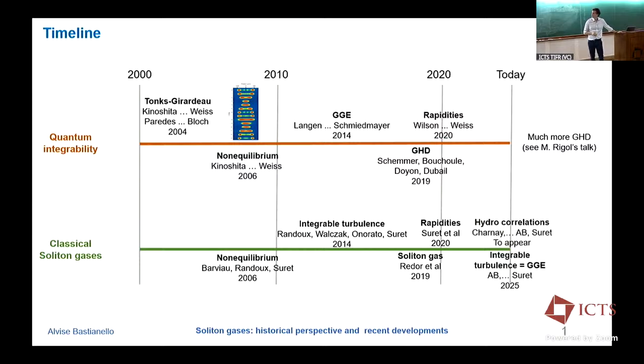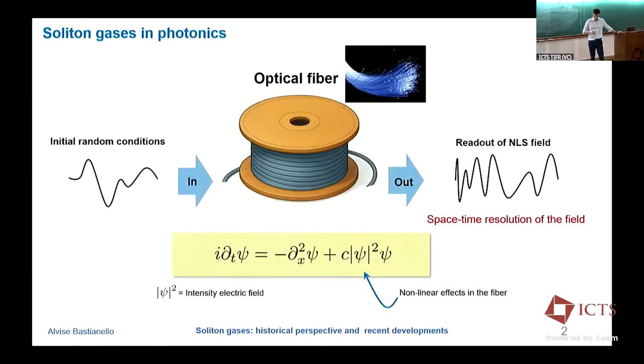I just want to quickly show two things that we are doing now, just because we are really matching the quantum and classical worlds. Okay? Experiments in the classical case are done with photonics. Essentially, there's an optical fiber. You inject an electric field. It's a nonlinear medium that is described by the nonlinear Schrödinger equation. Okay? The nonlinearity in the equation comes from the fact that the medium is nonlinear.